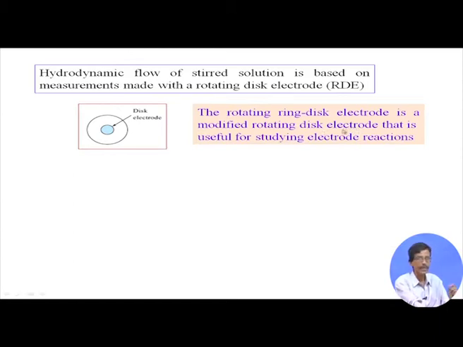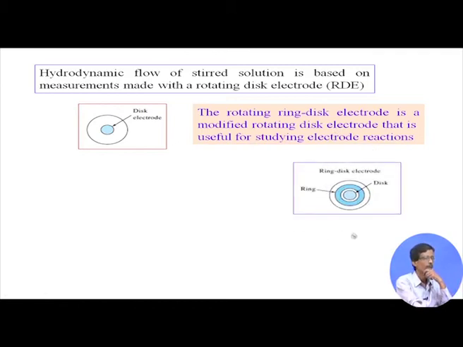So, rotating ring disc electrode. Disc is there and ring is there, as we know now. If you have ring as well as disc, now the rotating disc electrode is useful for studying different types of electrode reactions. So, now you have the disc and you have the ring surrounding this particular disc. You can have the option that you can rotate the disc, you can also rotate the ring.